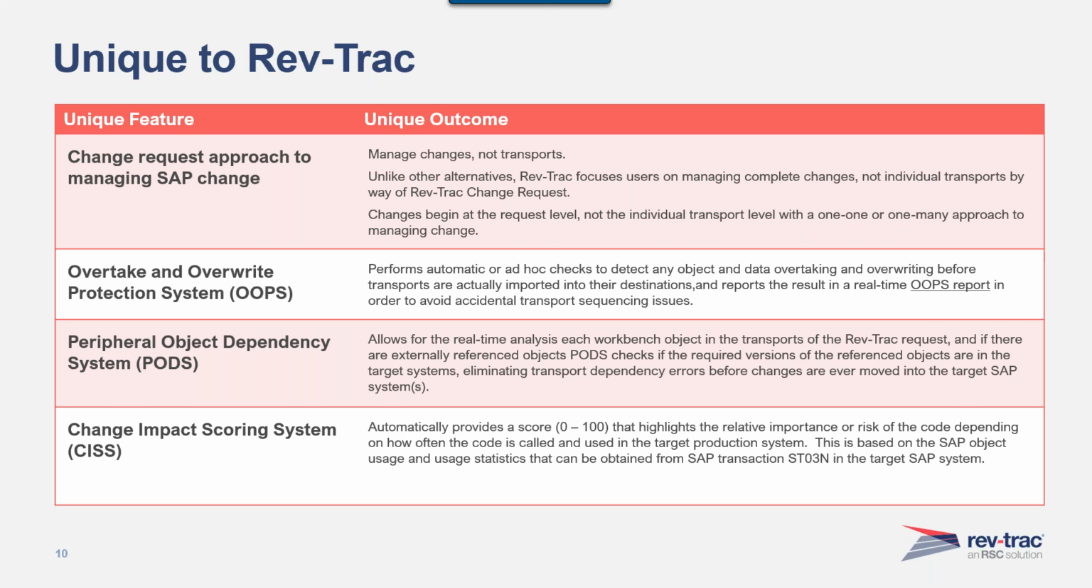And then another sort of safety check is our CISS, Change Impact Scoring System, which is a basic scoring system that collects ST03 data over time from the target systems and gives you a relative risk score. It doesn't let you drill down. It doesn't give you lots of detail, but it might alert you to, oh, the objects that you're changing are highly used, and you might want to take a closer look at them from a testing perspective.